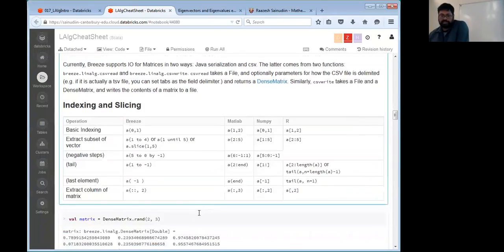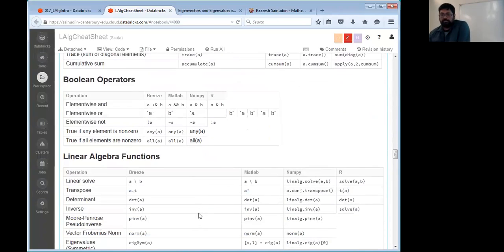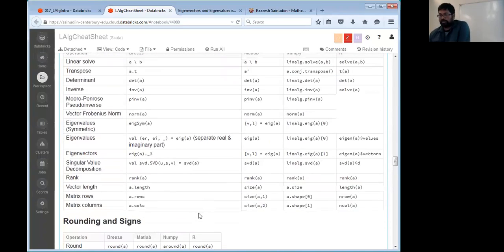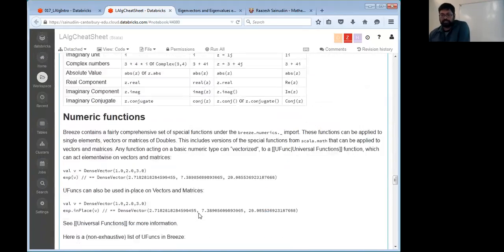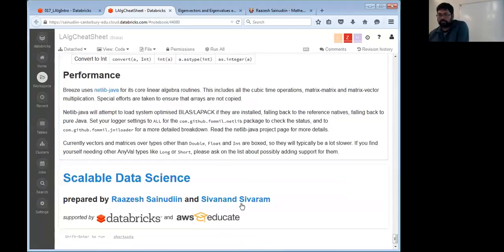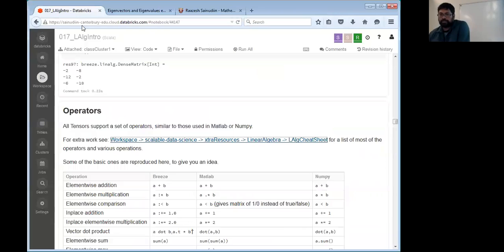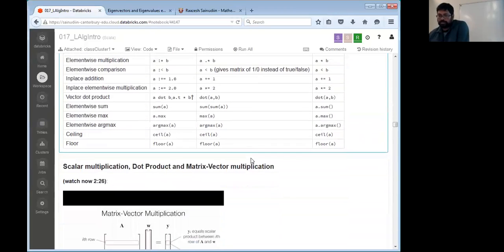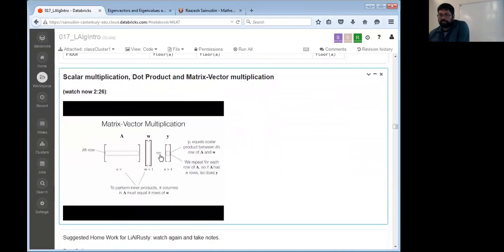Okay, so there's indexing, slicing, and operations, some Boolean operations, various linear algebra functions, rounding, signs, and so on. Okay, it's a lot. So this is scalar multiplication. Let's look at what is dot product and matrix vector multiplication.